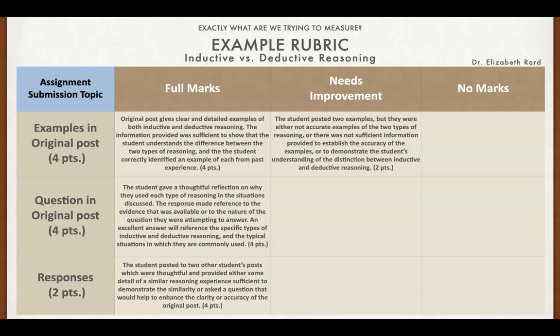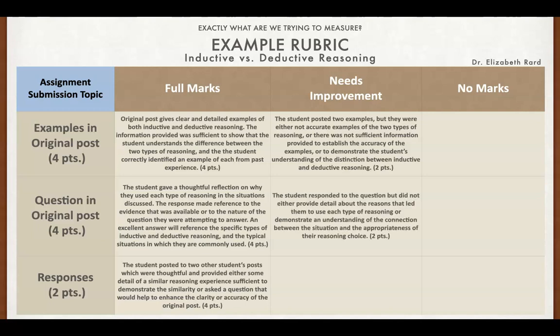Excellent example here. For the next criteria, the student responded to the question, but did not either provide detail about the reasons that led them to use each type of reasoning, or demonstrate an understanding of the connection between the situation and the appropriateness of their reasoning choice. Love that. Very, very right on, descriptive in terms of what we're looking for there.